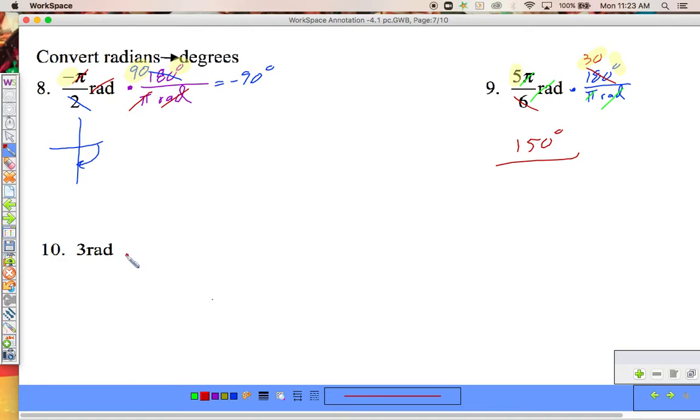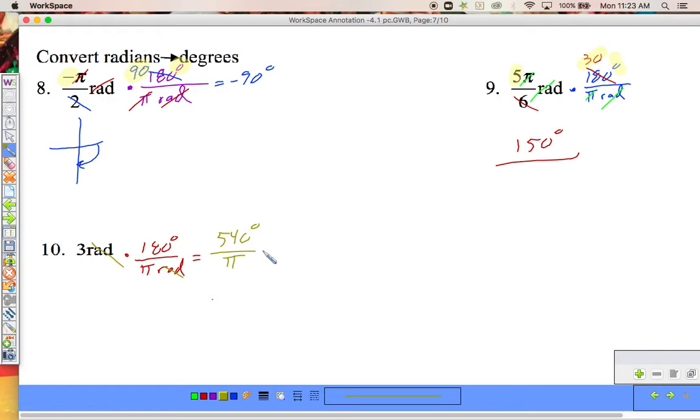Number 10 is going to be a little bit different. I'm going to multiply by 180 degrees over pi radians. I'm going to cancel what I can. My radians cancel, and that's all. My pi doesn't cancel, so I'm going to say 540 degrees divided by pi.